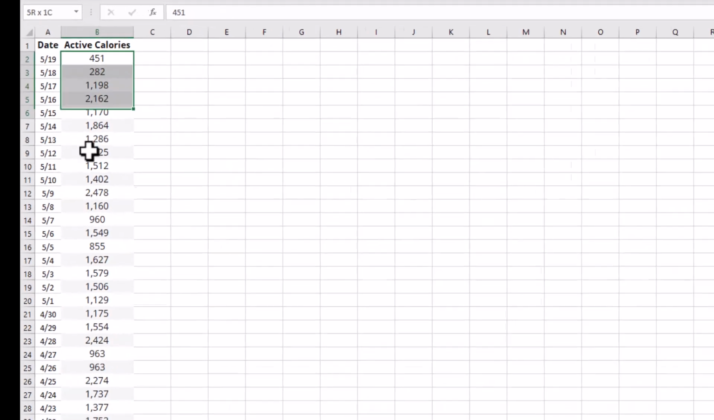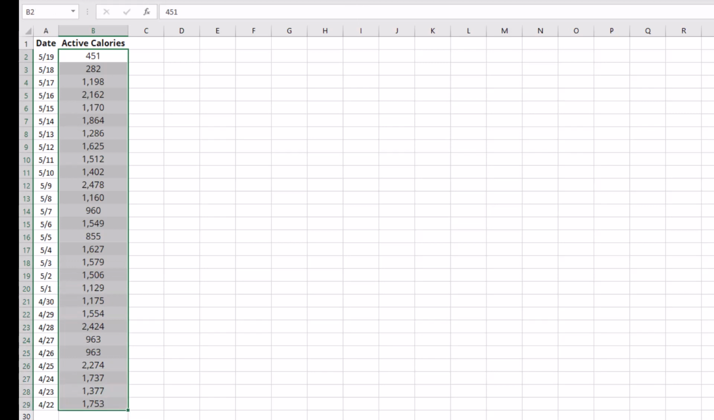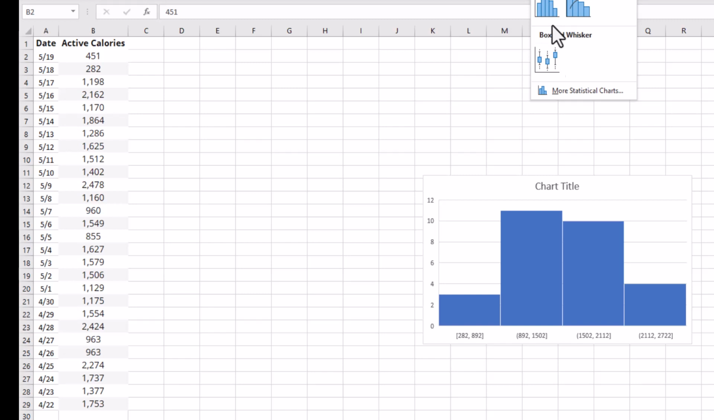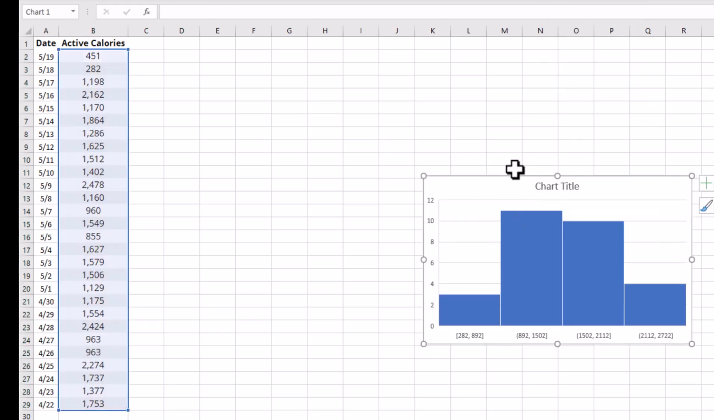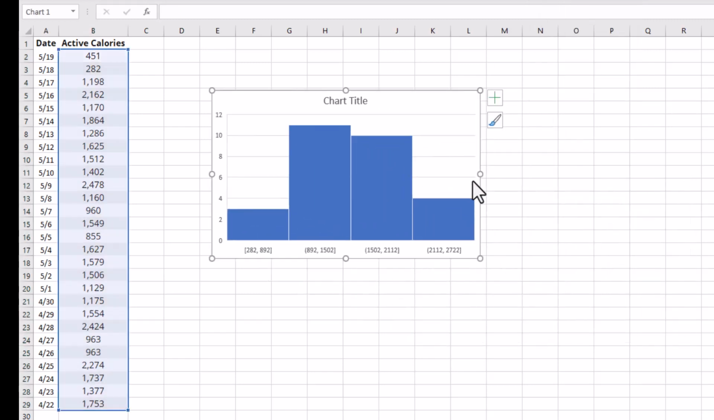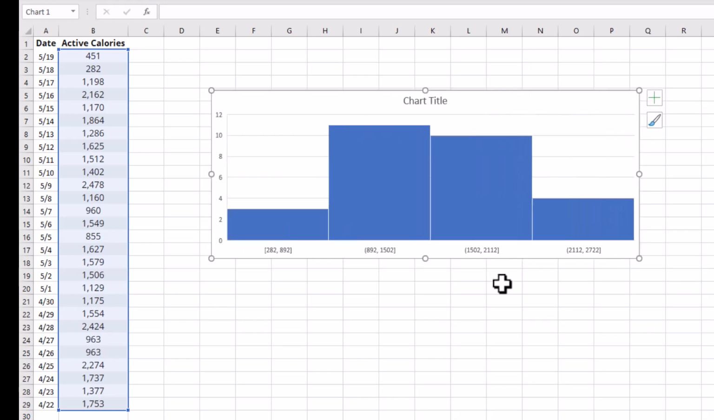So I'm going to quickly make a little histogram. I'm going to insert it just like we did before. Insert a histogram. Oh yeah, that looks pretty bell-shaped, doesn't it? That's a pretty darn bell-shaped looking distribution. I got a low down here at 282, a high up here at 2722, and then you got this little mound. I'm not even going to bother putting labels on it. That looks pretty darn bell-shaped.